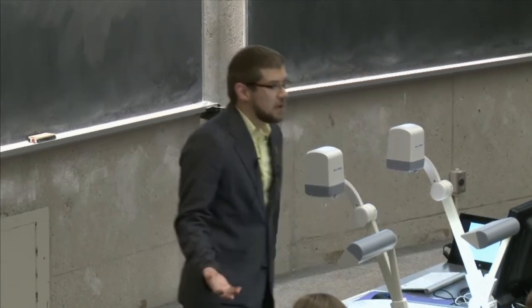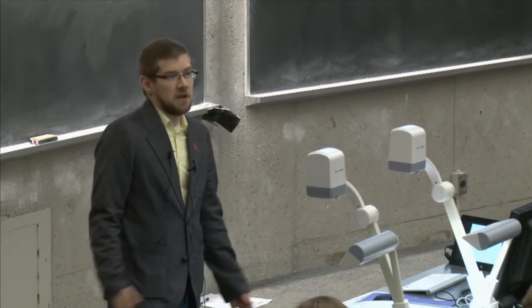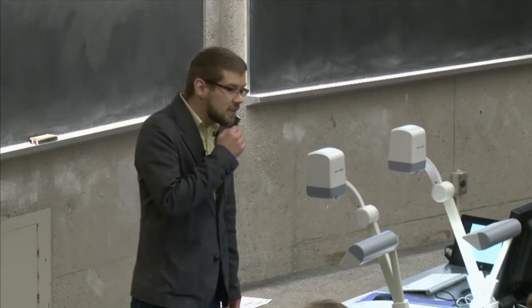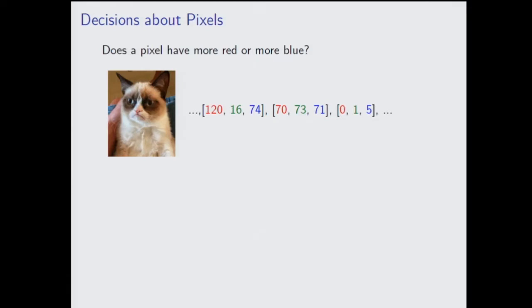And again, because we can make decisions about numbers, we can make decisions about images. Let's talk about making decisions about individual pixels first, and then we'll talk about how we make decisions about the entire image all at once. All right? So one question I might want to ask is, does the pixel have more red or more blue in it? Okay. So I can use exactly the same kind of code that I showed you before, except it'll be a little bit different.